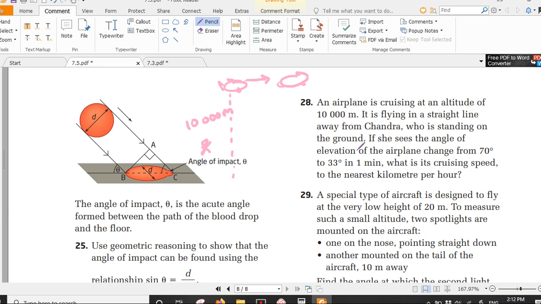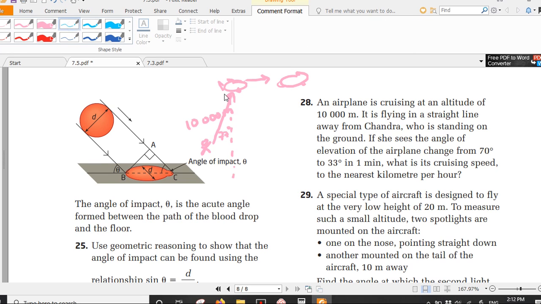If she sees the angle of elevation of the airplane change from 70 to 33, which means this is where she saw the airplane originally, and this was 77, and then later on, in a minute exactly, it changes to 33. It's asking for its speed. So, our job is then to find out what this distance is. Okay?